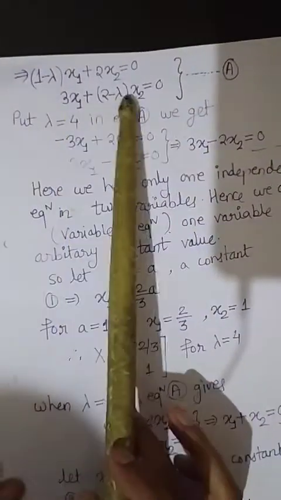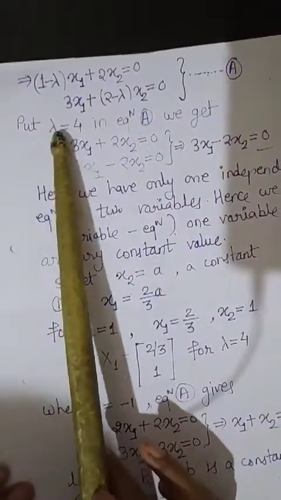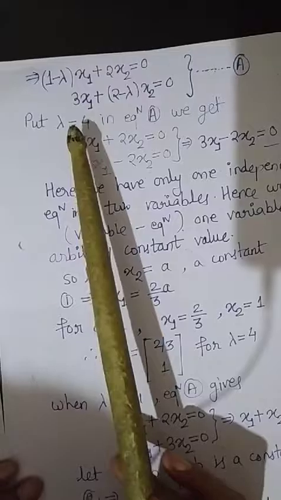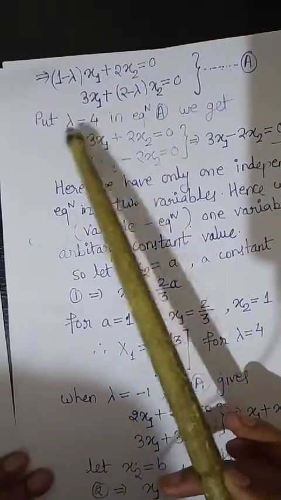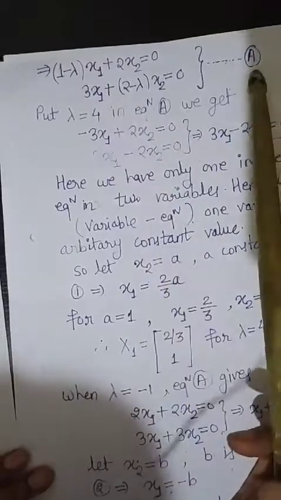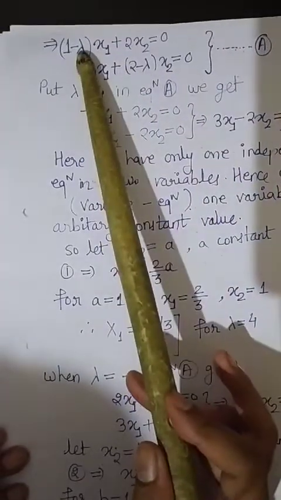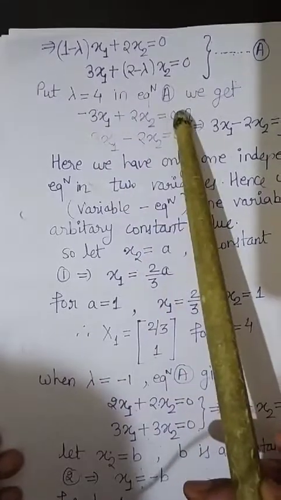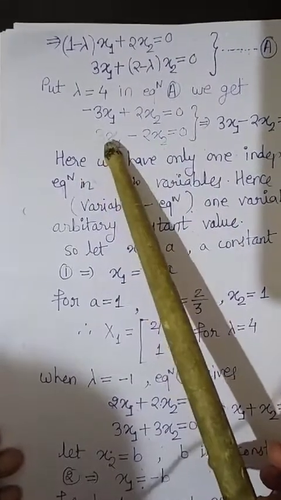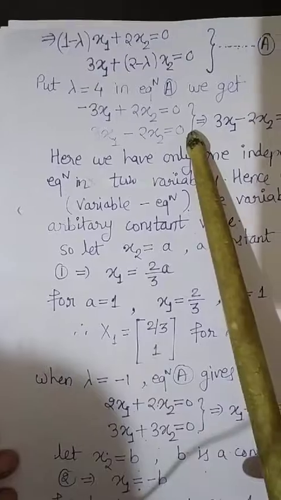Now put in this equation, one by one, the values of lambda. We are interested in finding the values of x1 and x2 for each value of lambda. So put lambda equal to 4 in equation A. With lambda equal to 4, we have minus 3x1 plus 2x2 equal to 0 and 3x1 minus 2x2 equal to 0.